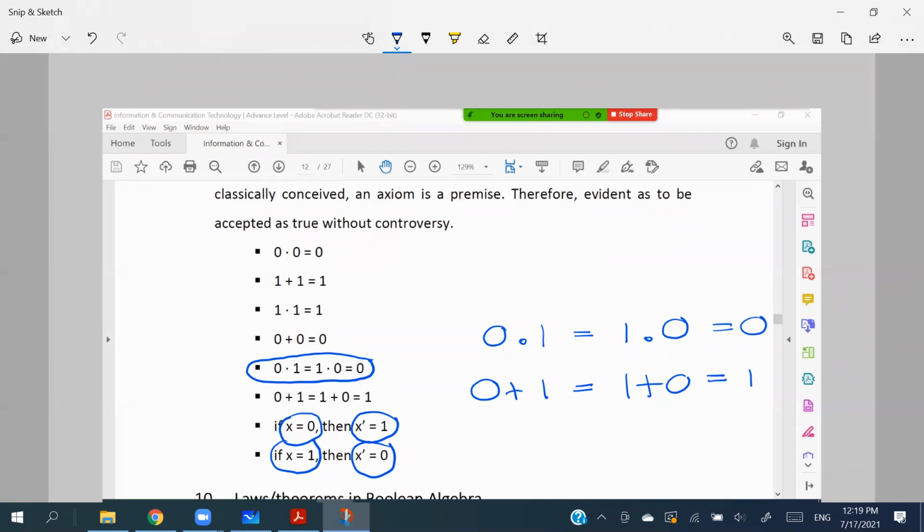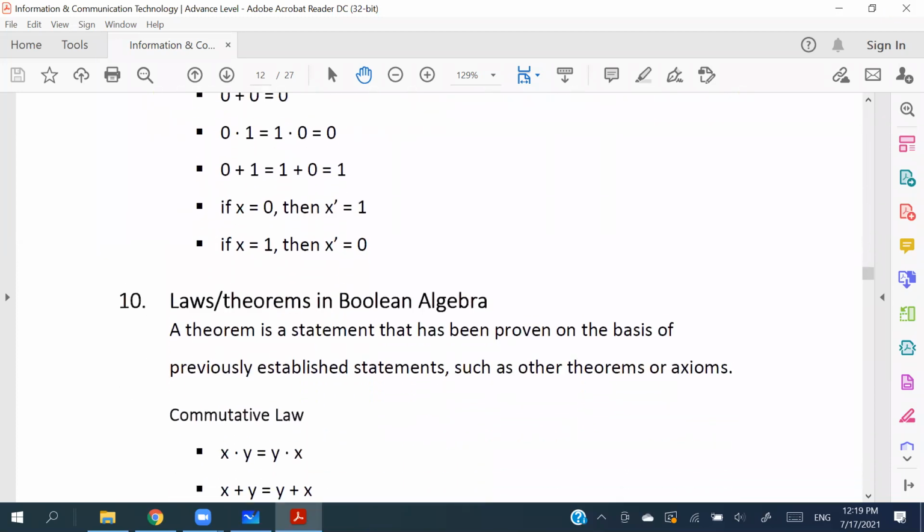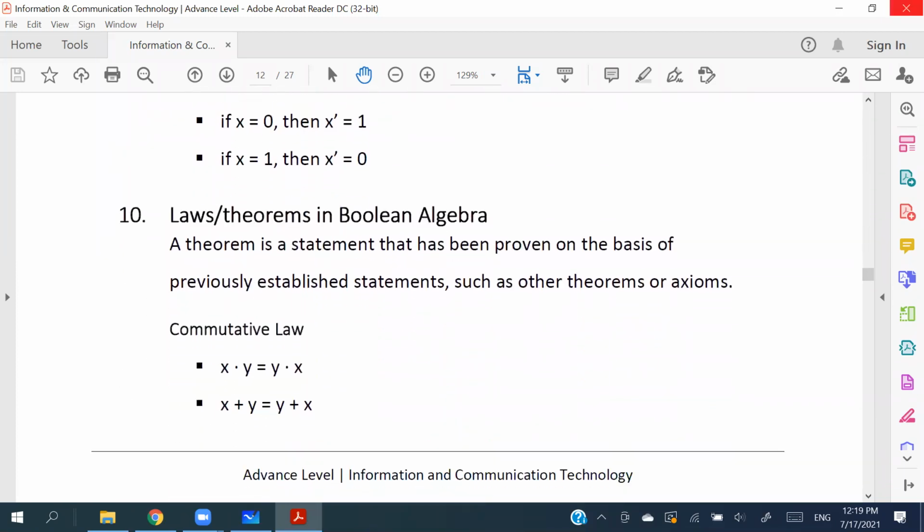Axioms are very easy. Actually we have nothing to worry about or to remember about these things. And when it comes to the Boolean laws and theorems, there are some things that we have to remember, right? But again, these things are less in number, right?